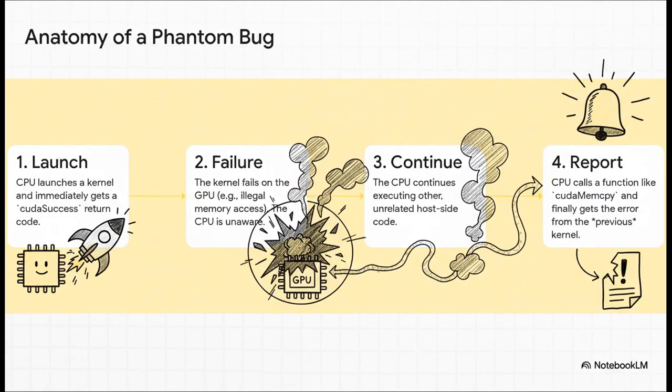Let's walk through the life of one of these phantom bugs. Step 1, your CPU launches a kernel. The CUDA API immediately says, "Yep, got it," and returns CUDA success. The fuse is lit. Step 2, on the GPU, your kernel actually starts running and it fails. Maybe it's an illegal memory access. Poof! The explosion happens, but it's a silent one. Step 3, meanwhile, your CPU is just carrying on, none the wiser. And finally, step 4, you call another CUDA function, maybe a CUDA memcopy, to get your results. It's only then that the CPU gets the bad news about that earlier kernel launch. The error report is completely disconnected from the crime scene.